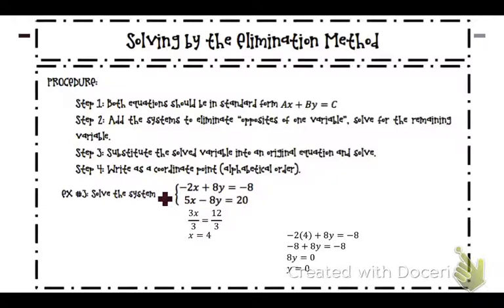And you can always plug those back in to these equations and make sure they work. And then the last step is to just write it as a coordinate point. So that's (4, 0), because x comes before y.